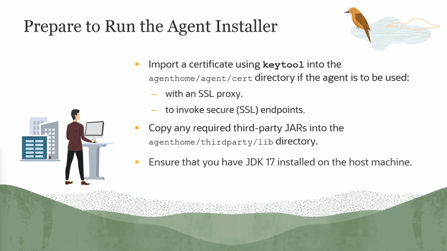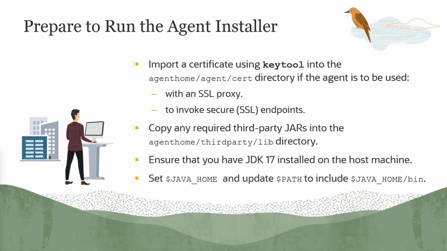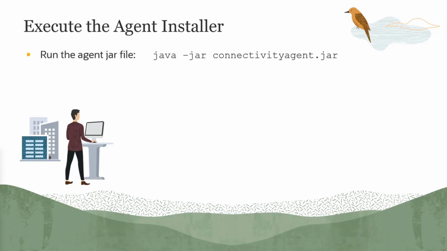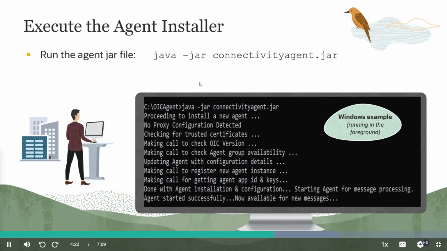And as I mentioned earlier, the agent runs as a Java virtual machine process, and the current required JDK is version 17. Finally, once installed, set the Java Home environment variable to the JDK installation location and update the path environment to include that bin directory. Now it's time to execute the agent jar as a Java process. Now here's an example of what happens in Windows when running in the foreground.